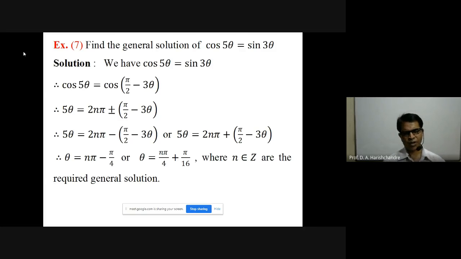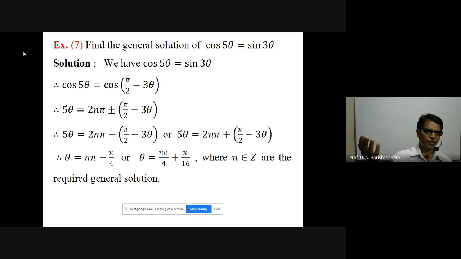The simple logic you have to use: the right hand side sin theta first transform into cos using the allied angle formula. If you use the allied angle formula, that right hand side trigonometric function sine can be converted into cos, and so our trigonometric equation becomes cos of 5 theta is equal to cos of pi by 2 minus 3 theta. Now it matches the form cos theta is equal to cos alpha, and using the formula of general solution of cos theta is equal to cos alpha, here you can obtain the solution of the given trigonometric equation.